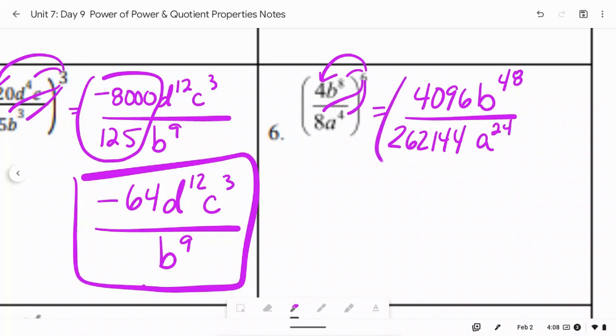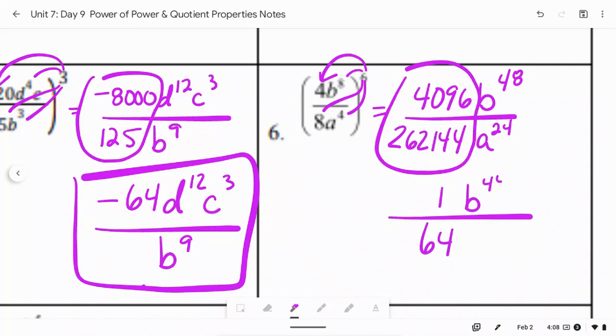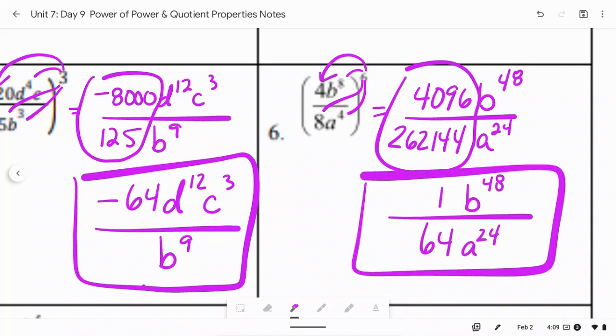Since it's division, next thing we're going to do is just reduce those coefficients, and they do reduce to 1 over 64. Bring down b to the 48, bring down a to the 24th. That's your final answer because you can't subtract the b and the a.